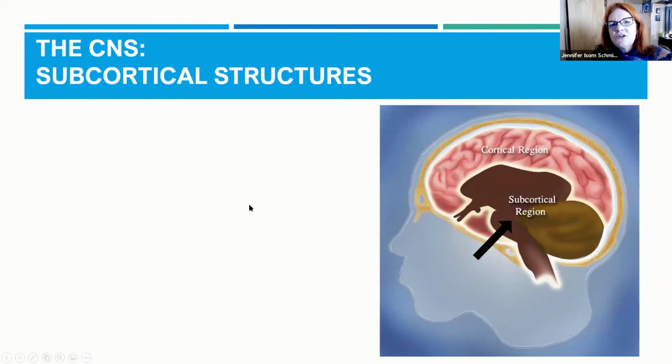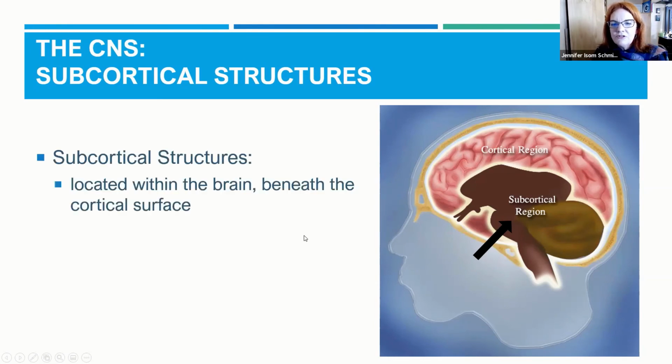Okay, so we've gone over the cortex, the cortical structures. Now we're going to talk about the subcortical region. So the cortex is that outer covering of the brain. The subcortical regions are what we're talking about now, and I'm just going to talk about them very generally. We will go into detail on them later in the semester. But the structures that you need to know are those that are located in the brain, but they're beneath the cortex. They're beneath the cerebral cortex.